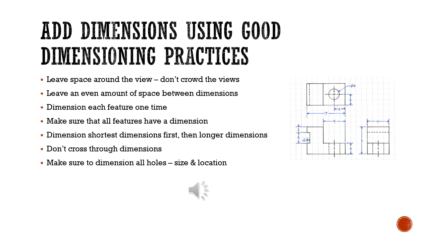And also don't cross through dimensions. If you're crossing through your dimensions, you're not following the rule I just discussed where you go with the shortest and then the longer. And one thing that people tend to forget a lot of is when you have a hole in a part, it requires 2 things. The size of the hole and also the location of the hole.